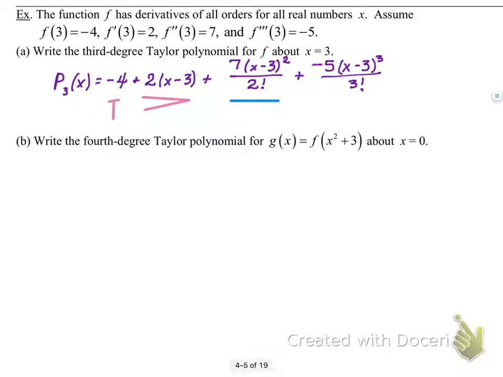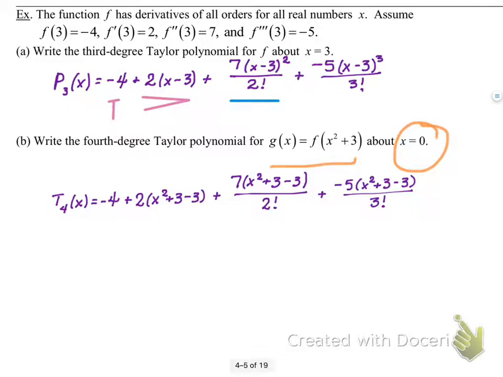Now we're going to find the 4th degree polynomial. And instead of f of x here, they have f of x squared plus 3. Now what that does is tweak your entire formula. Instead of writing x, you're going to write x squared plus 3. And this is actually a Maclaurin series because it's all about x equals 0. So, noting all of that, we're going to go ahead and get to work.